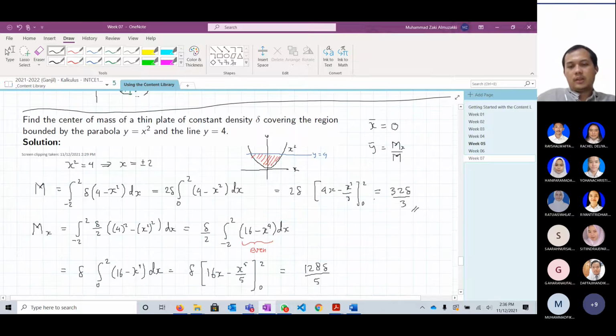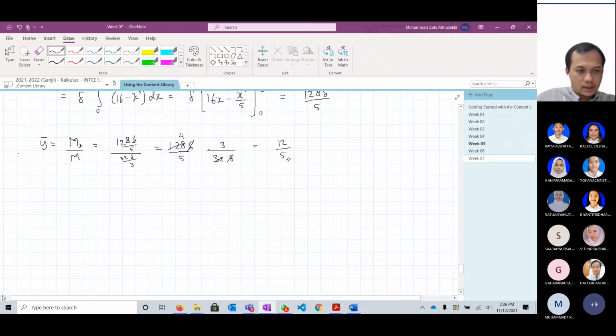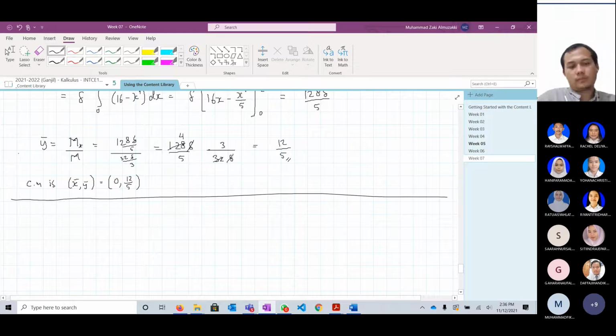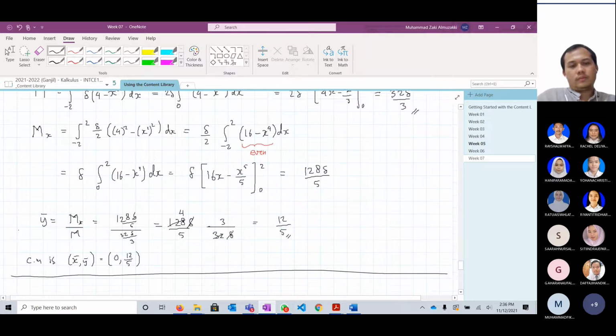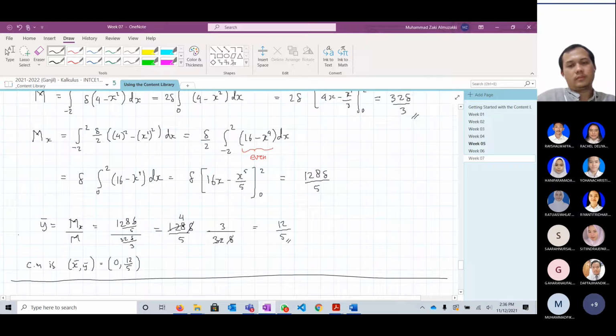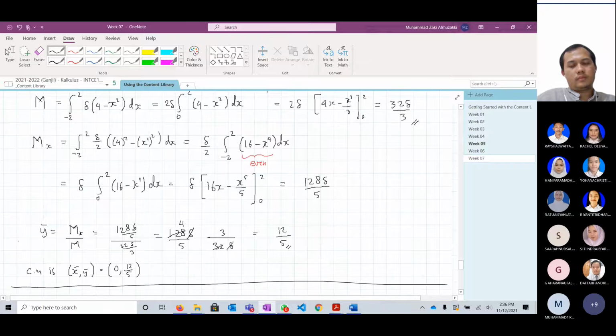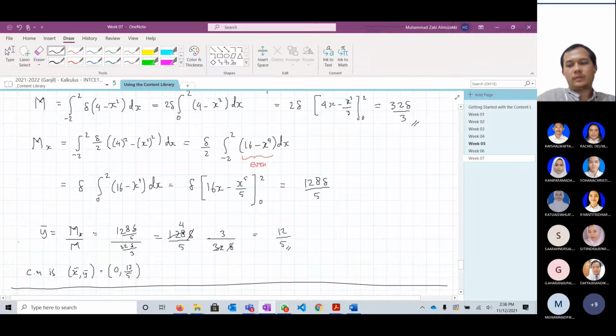So we have that the centroid, or center of mass, is actually x bar comma y bar, which is 0, 12 over 5. Any question? Any question?